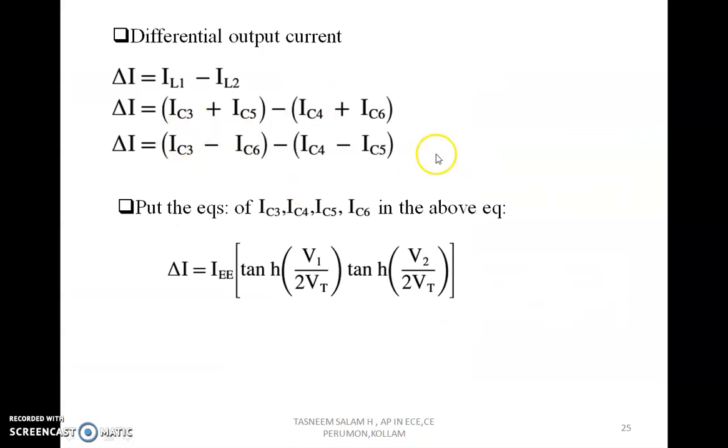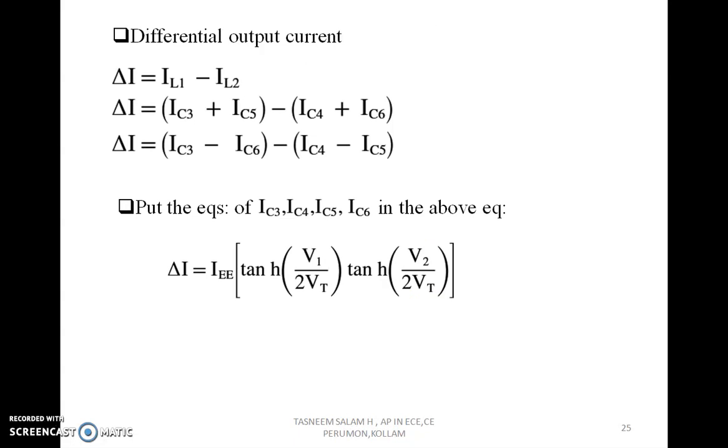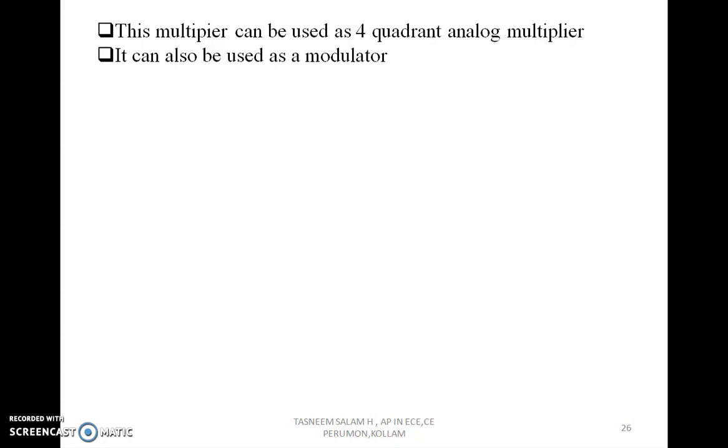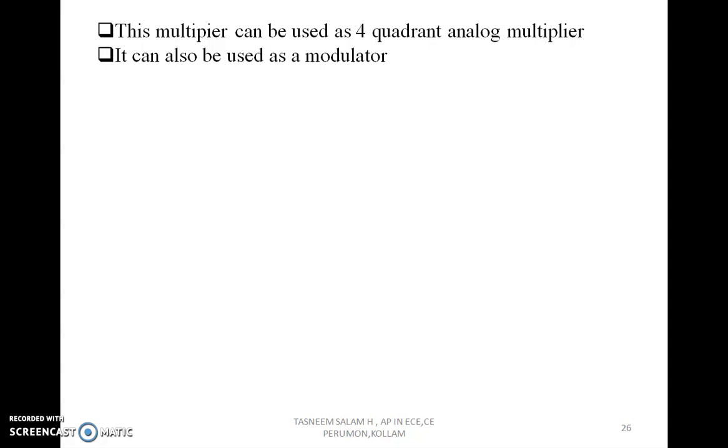And we can rewrite this equation like this, and on simplifying this we will get delta I is equal to IEE into tanh(V1 by 2Vt) into tanh(V2 by 2Vt). And this is a four-quadrant multiplier. That is, we can have both plus and minus values for V1 and V2. And also, it can be used as a modulator. That is, there we have got two voltages. Therefore, we can use a modulating signal and a carrier signal, and we can use it as a modulator also.